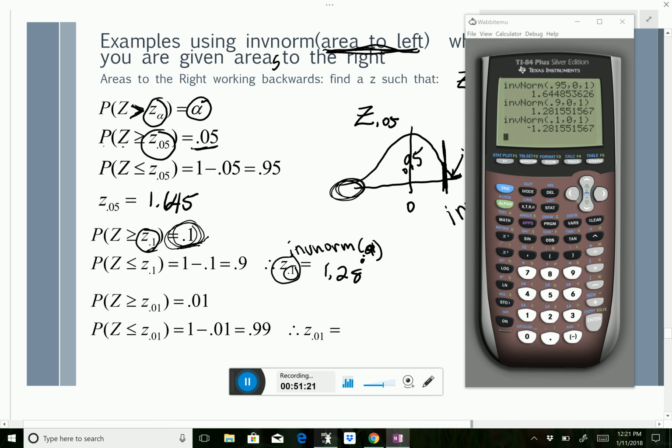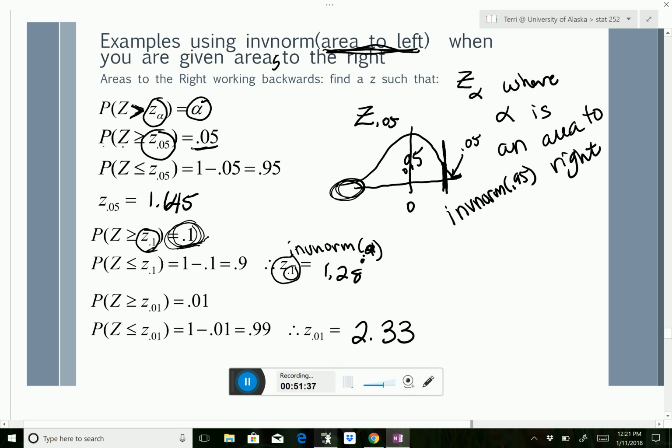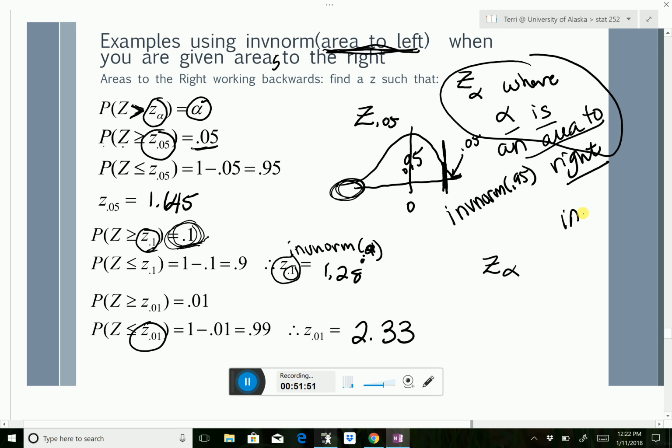So let's find 0.99. So let's go inverse norm 0.99, and we get 2.33 is fine. Okay, so don't be scared of this. This is just notation. Z sub alpha is just the z where alpha is an area to the right. So you want to find inverse norm of 1 minus alpha. That's all you have to do.